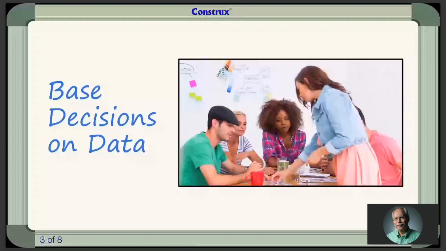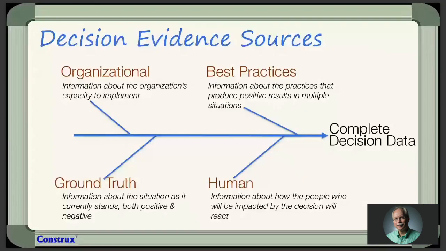And if you don't have good evidence that this is a good decision from all 4 of these areas and has reasonable support from all 4 of these areas, your decision is going to fail. That is, it's going to be ignored. It's just never going to be implemented. And those 4 areas are organizational, best practices, ground truth, and human. Let me just explain them briefly.